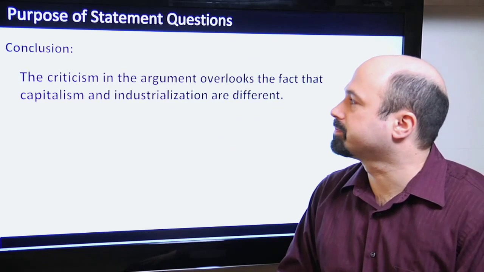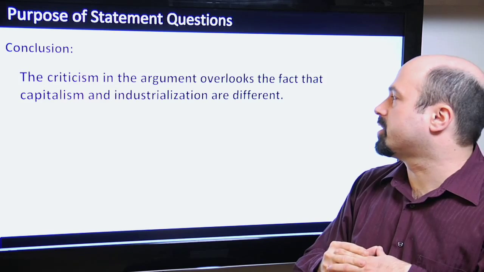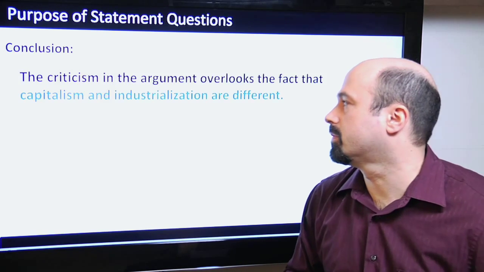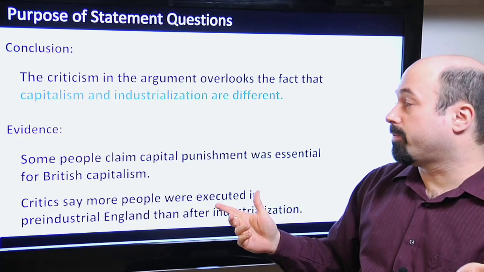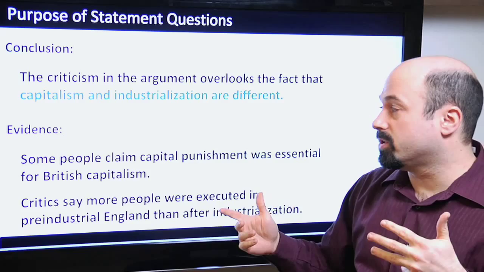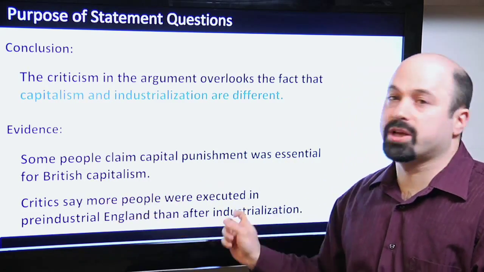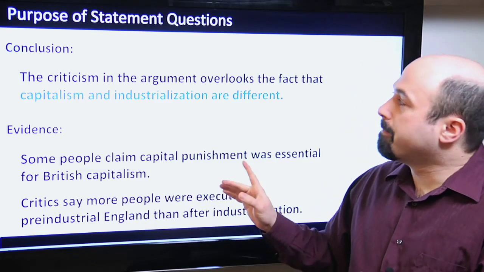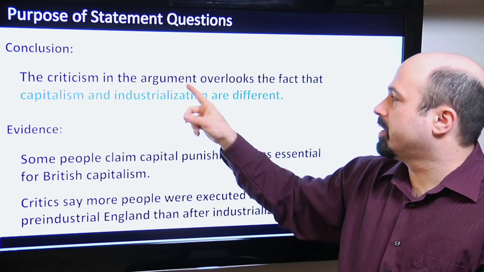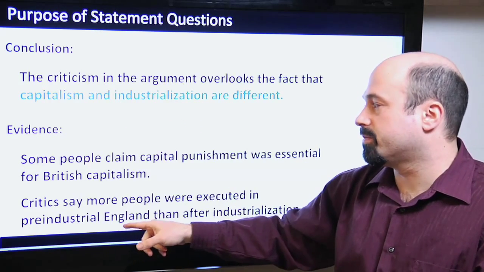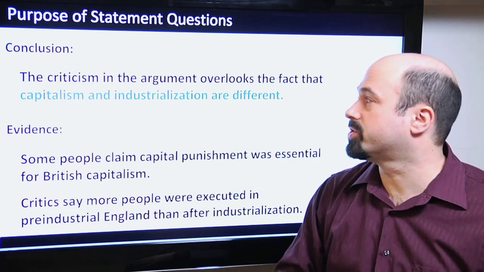So let's break this down. The criticism in the argument overlooks the fact that capitalism and industrialization are different. All right, and that is what we have to evaluate. And what we got before that were two separate points of view in the evidence. Some people claim that capital punishment was essential, and the critics point out this evidence about executions. But the fact that capitalism and industrialization are different is cited against the criticism and more in support of the original some people point of view. If that's all you know, you could zero in on the correct answer.